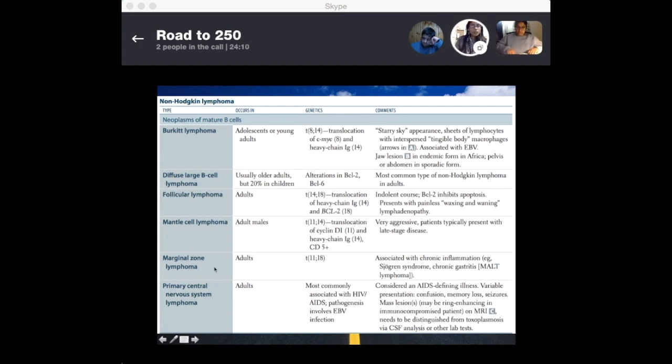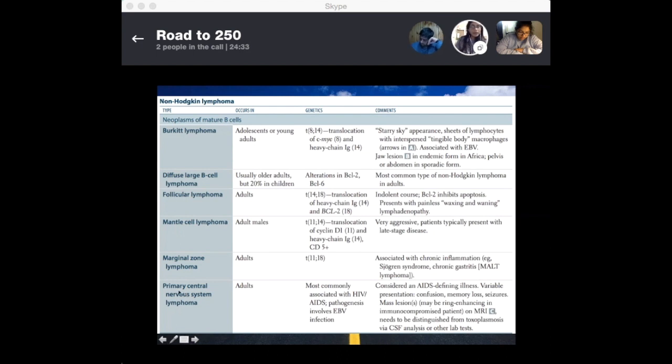The marginal zone lymphoma, this is a translocation between chromosomes 11 and 18. There is chronic inflammation seen in these patients, for example, Sjögren's and chronic gastritis. So that's going to be found in the GI tract. So the MALToma is going to be our association with the marginal zone lymphoma.